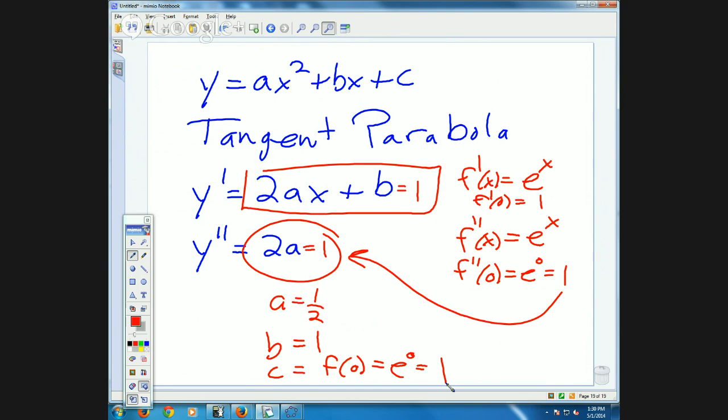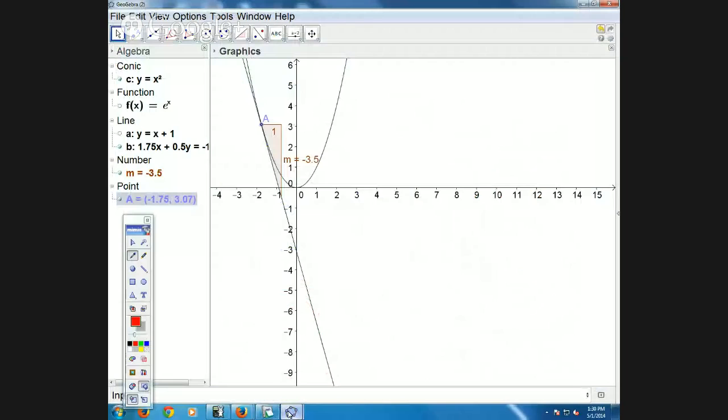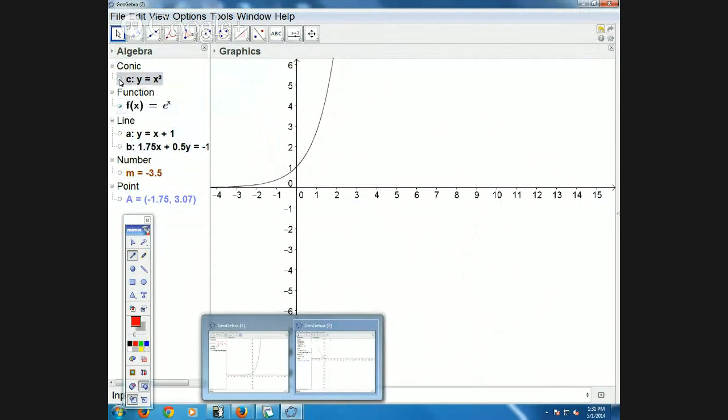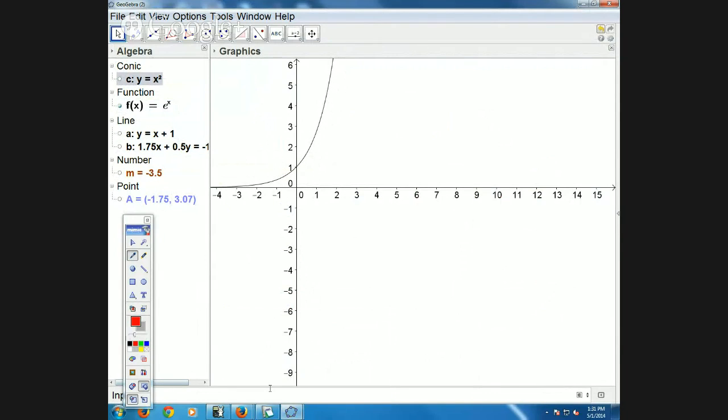Let's graph it and see. Isn't this exciting? I like that it's algebra. All right, where's my calculator? Here we go. And let's make that go away, and that go away, and that go away. And we want this back. All right, what's my parabola again? It's 1/2 times x squared plus 1x plus 1.